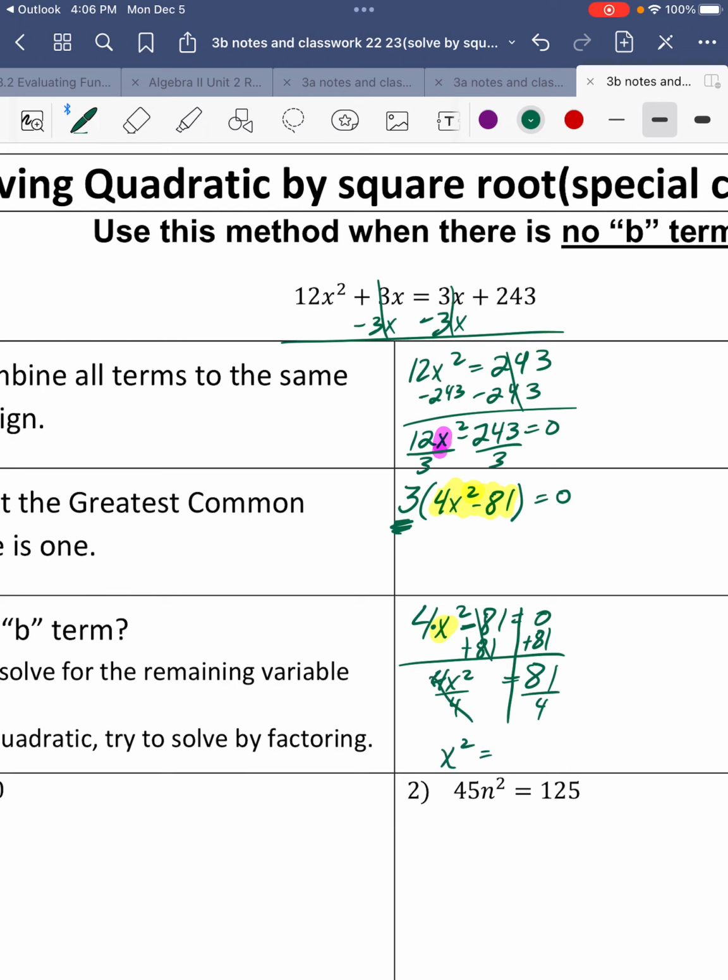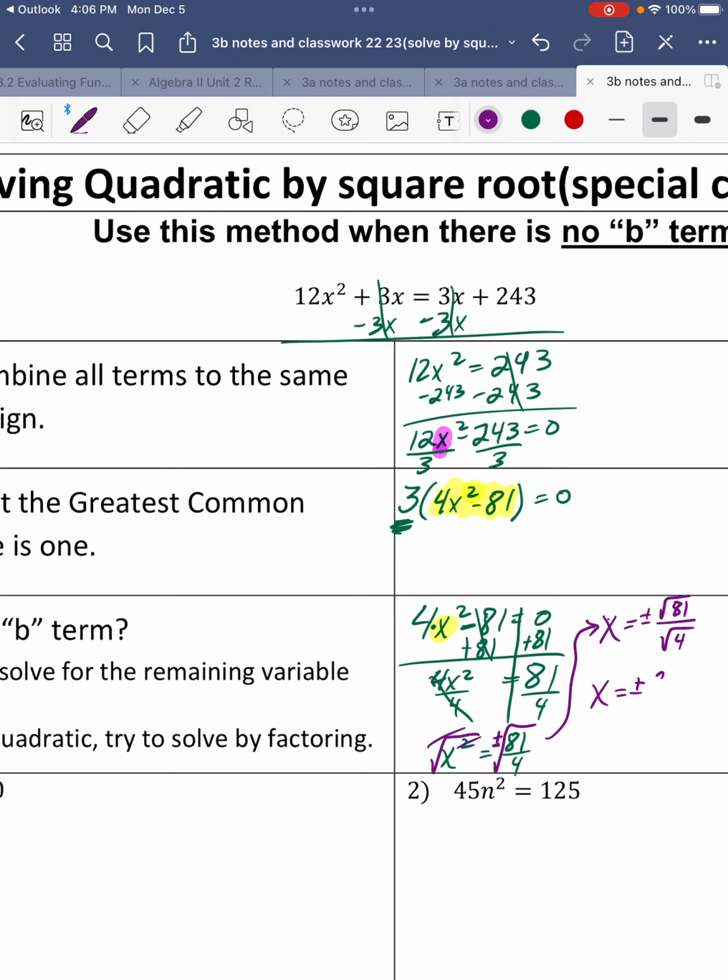Now with the x squared, 81 doesn't divide by 4 evenly, so we're just going to leave it as a fraction. Now when you square root, there are always two solutions. When you square something, you have a positive and a negative. Square root and square are opposite operations. We're going to be left with x equals a positive and a negative, and you're going to square root the numerator and square root the denominator.